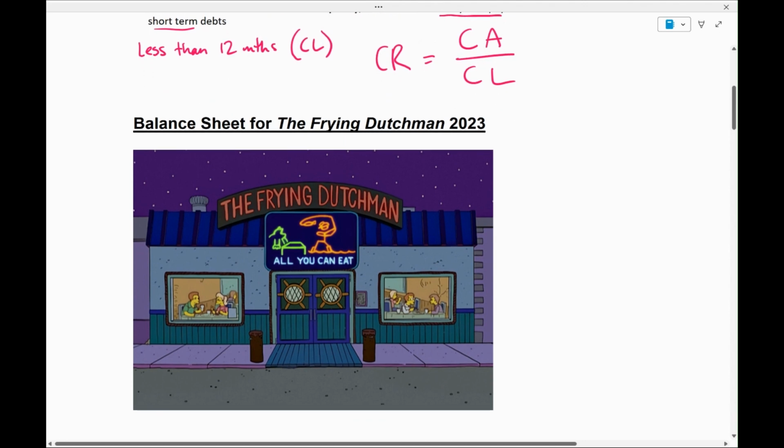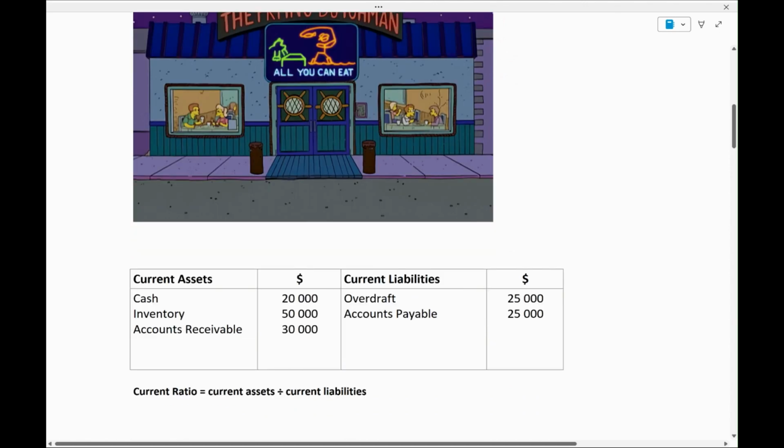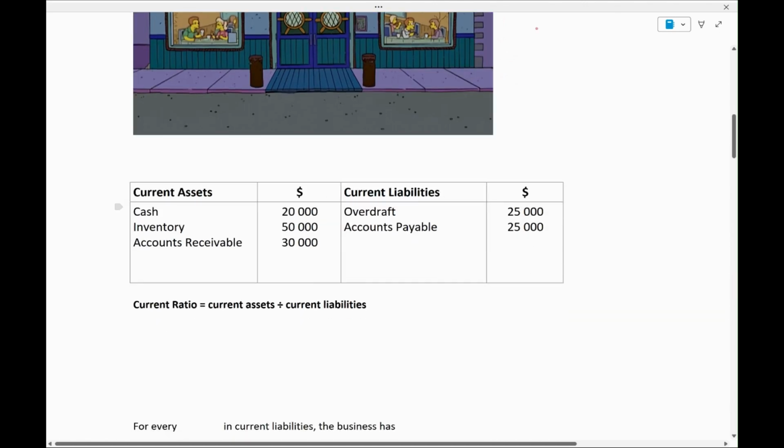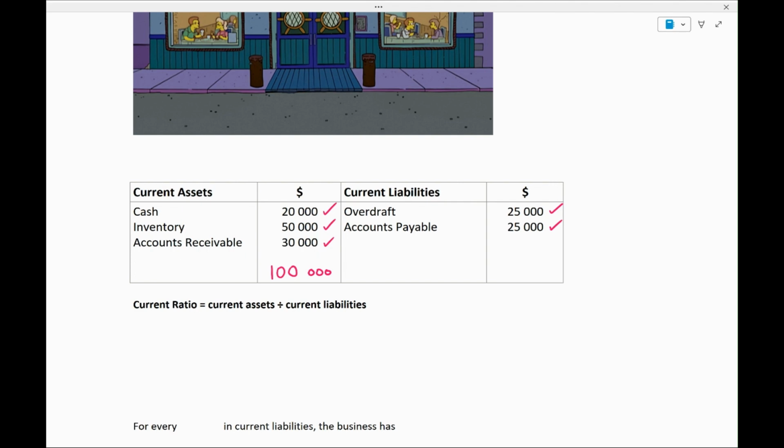Let's take a look at an example here with some of the balance sheet information for the Flying Dutchman in 2023. We have got $20,000 in current assets as cash, $50,000 as inventory or stock, and $30,000 we're waiting to collect as accounts receivable. So we've got $100,000 here. Then over in current liabilities, we've got $25,000 as an overdraft from the bank, and we are owing $25,000 in accounts payable to our suppliers. So we have got $50,000 in current liabilities.